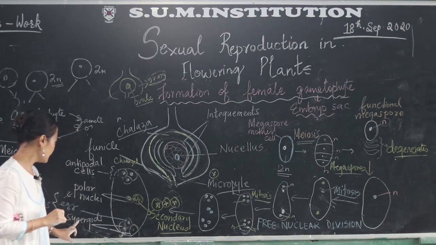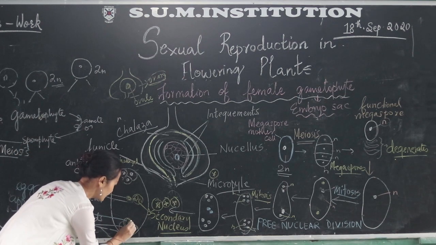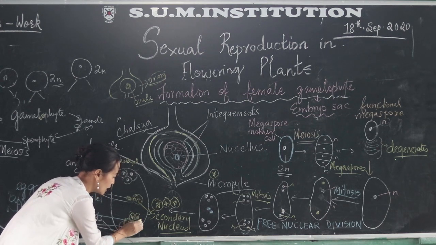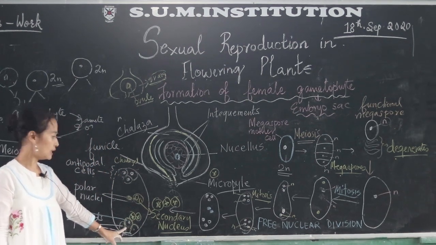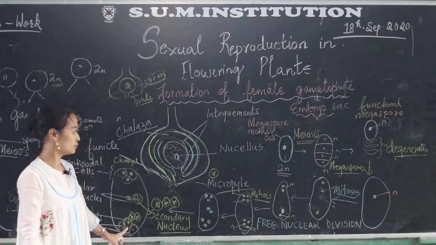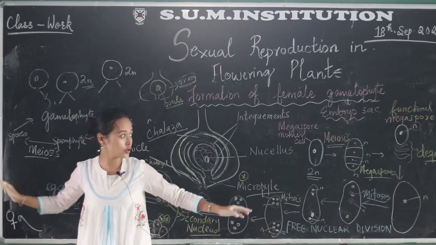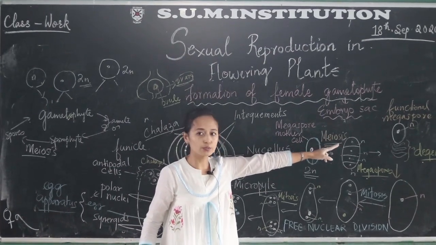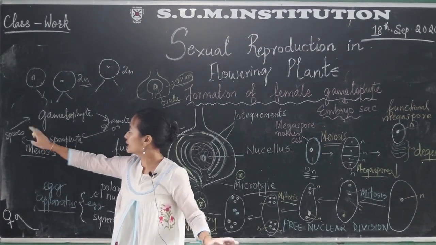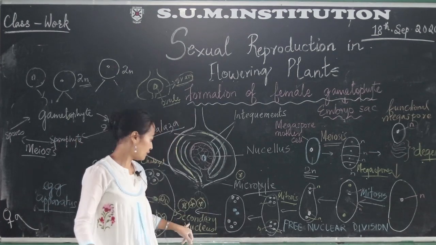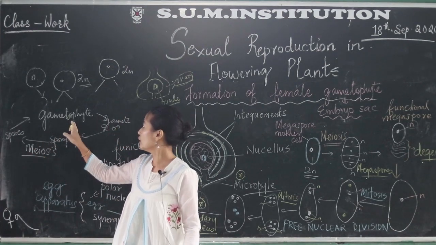Next one is the egg. Your egg cell which is present in the egg apparatus is also very, very important because the male gamete fuses with the egg during the fertilization process. So what did we see here? The functional megaspore divided to form your gametophyte.